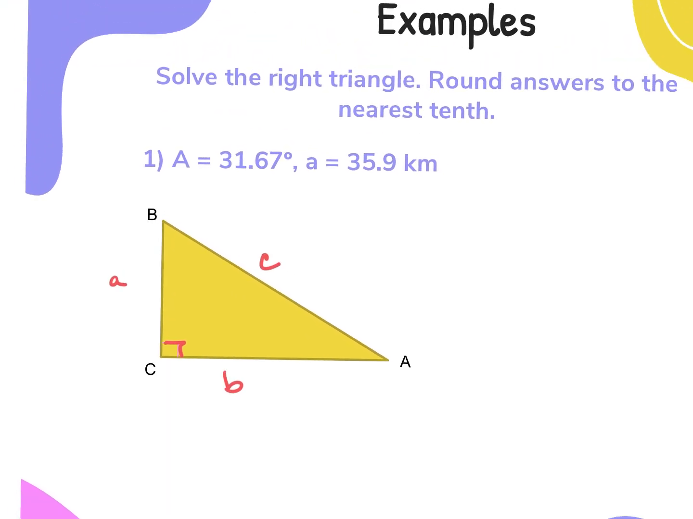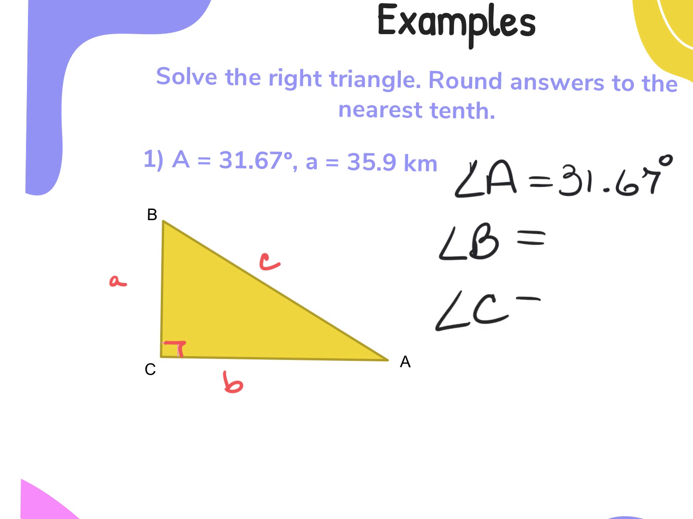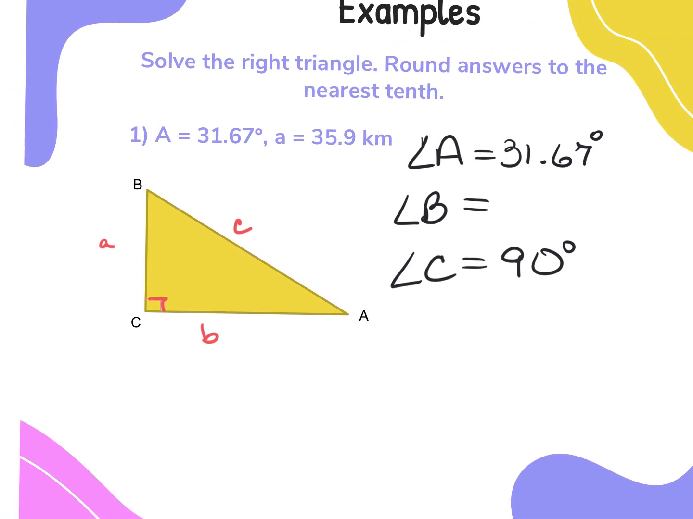Now, once we're done solving this triangle, we will have found the measure of angle A, which they gave to us. It's 31.67. We will find the measure of angle B, and angle C, which I also already have. And then I'll also have found side length a, which they gave me, 35.9 kilometers, side length b, and side length c.